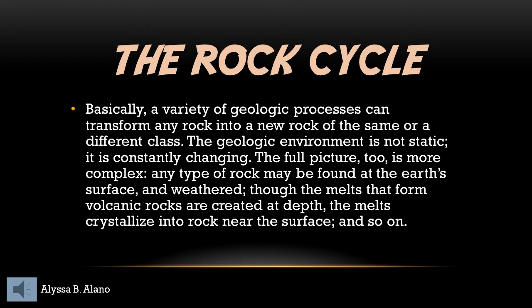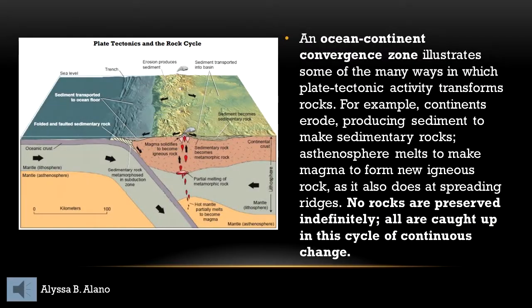A good example of the rock cycle is the sandstone. Sandstone may be weathered until it breaks up. Its fragments may be then transported, redeposited, and lithified to form another sedimentary rock. So, an ocean-continent convergence zone. It illustrates some of the many ways in which plate tectonic activity transforms rock.